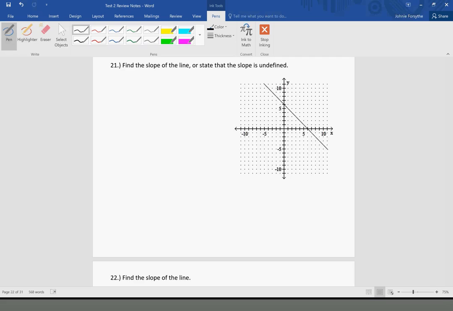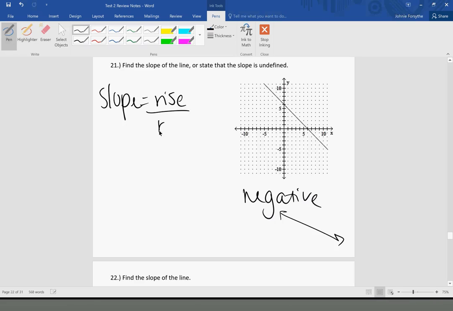Okay, 21. Find the slope of the line or state the slope is undefined. So we're going to count our rise over run to identify the slope by looking at the line. Remember that you can know that our slope is going to be negative because it's going down from left to right. So slope is the same thing as rise over run. That's what the slope of a line represents. And that tells us, to go from one point to the other, how much we move up and down divided by how much you would move left to right.